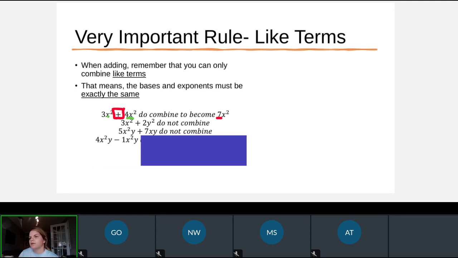All right. Now, I'm going to let you do this one. 4x squared y minus 1x squared y. We'll do a poll real quick. Green check if they do combine, red check if not, and then you're going to put in the chat what the answer would be, or they don't combine and why. So you're going to do the poll. Based on your answer in the poll, you're either going to tell me what the combined answer would be, or you're going to tell me why they can't be combined. Good.